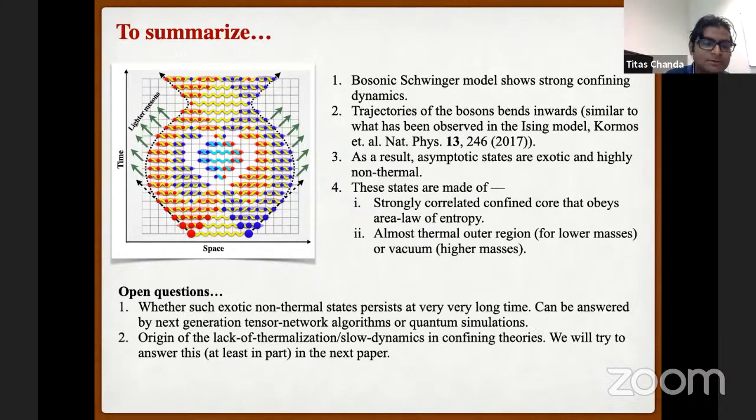And there are still some open questions, that is whether such exotic non-thermal states persist at very, very long times or not. But it cannot be answered with our present numerical tools because of the errors in MPS. But it can be answered by the next generation of tensor network algorithms or by quantum simulations. And so another open question is the origin of this lack of thermalization or slow dynamics in the confining theories. So we will try to address this at least in some part in our next paper.